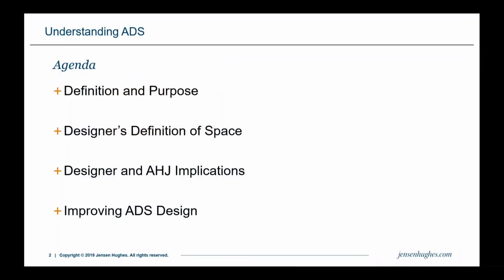We're going to do that by separating it into 4 sections. We're going to first talk about the definition of an acoustically distinguishable space and really what its purpose is. Why do we even have it, and why do we have these responsibilities?